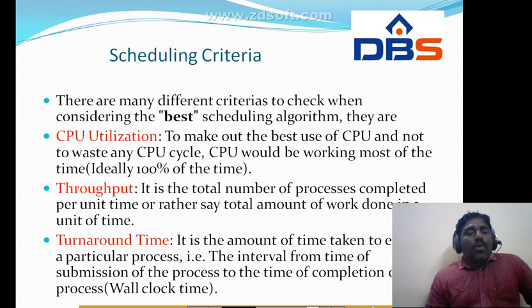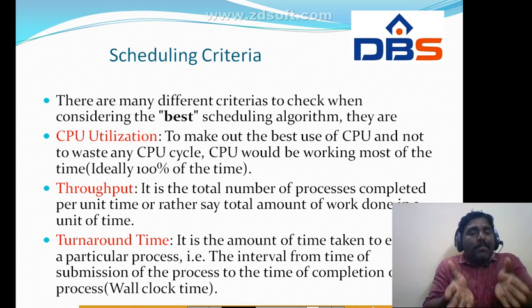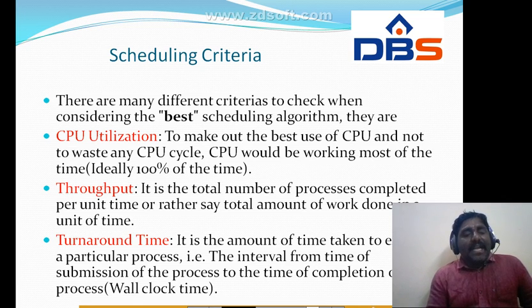Next one is turnaround time. This is one of the major important definitions. For each and every algorithm, we are going to calculate the average waiting time and turnaround time, so for that we need to know what turnaround time is. Turnaround time is nothing but the amount of time to execute a particular process. If there is a process, how much time it takes for the execution of that process, that time we take as the turnaround time.